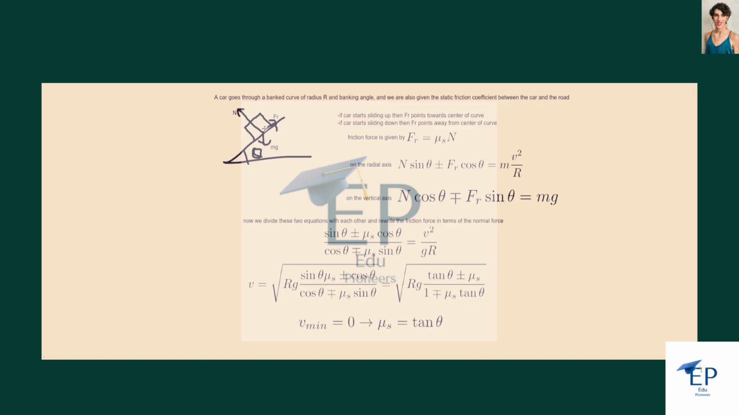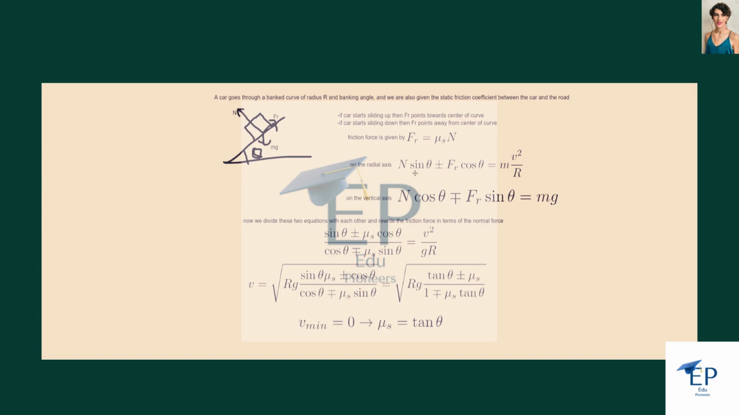In this free body diagram, we have all the forces that are acting on the car. We have the normal force, the friction force, and the weight of the car. Remember, the friction force can also point downwards, still along the direction toward the center, depending on which way the car is sliding. Remember, the friction force is always given by mu s, the static friction coefficient, times the normal force. So we consider the radial axis.